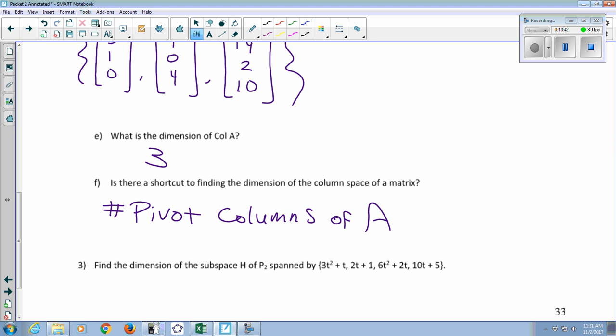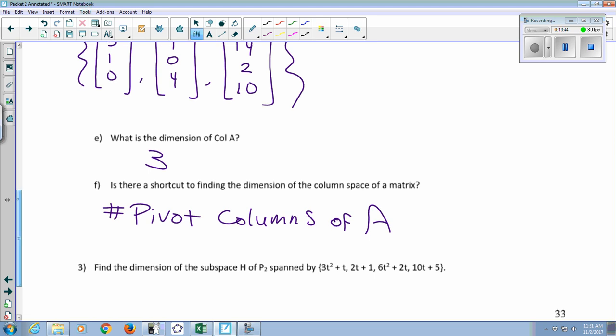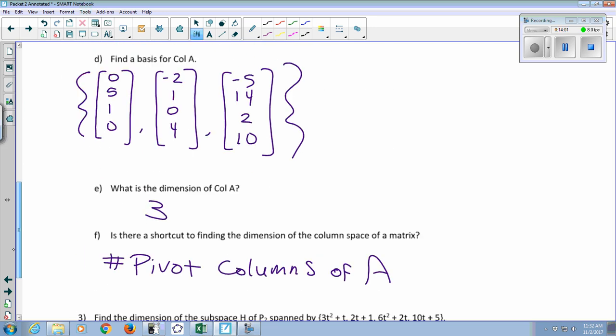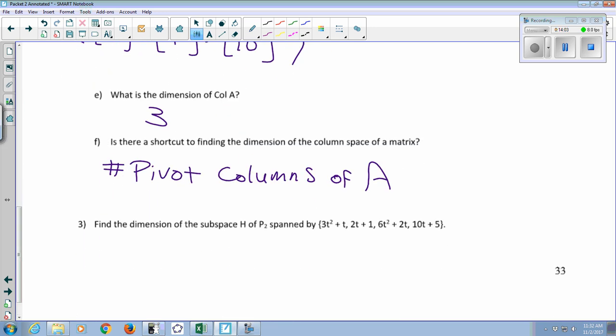What do you notice about the number of pivot columns of A and the number of free variables of A? If you add them together, you get 4, right? And that is the number of columns total in A, right? Every column is either a pivot column or a free variable column. So when you add those together, the dimension of null A and the dimension of col A, you always get the number of columns in A. That gets formalized in the activities. So you'll see it in a minute.